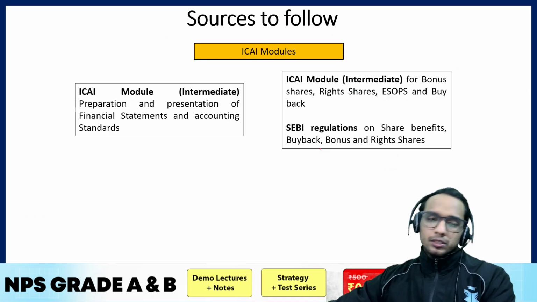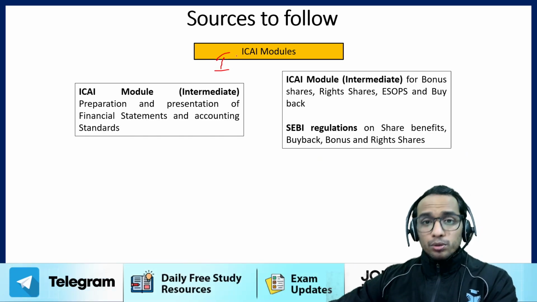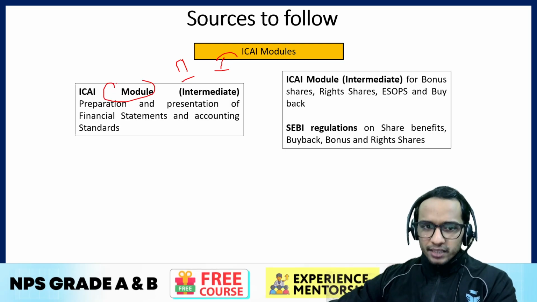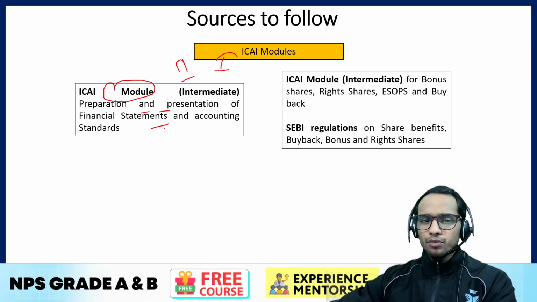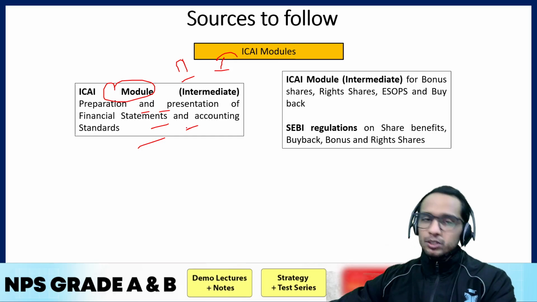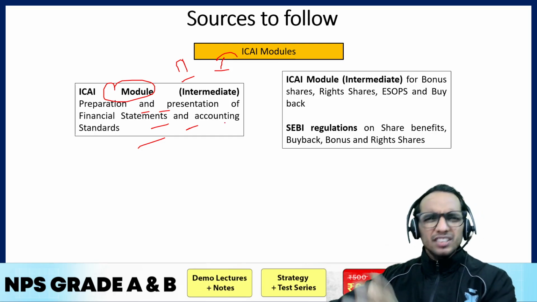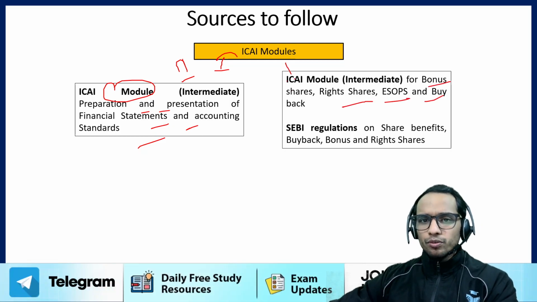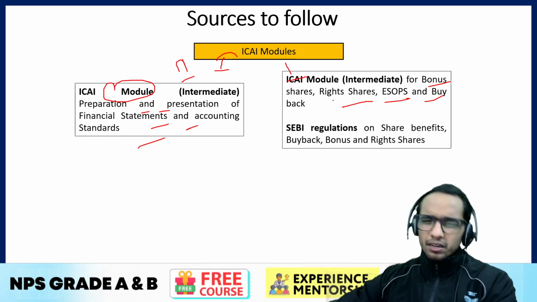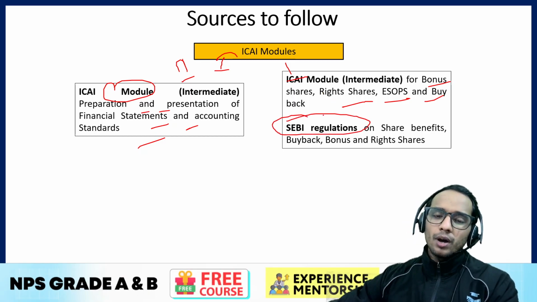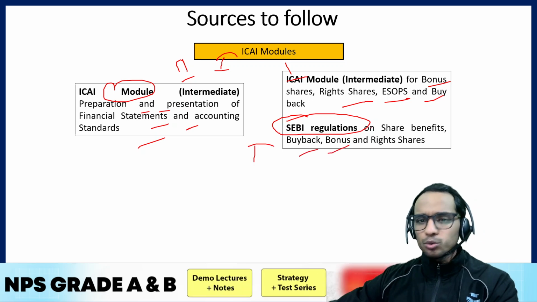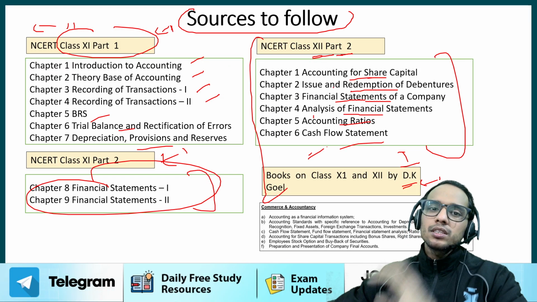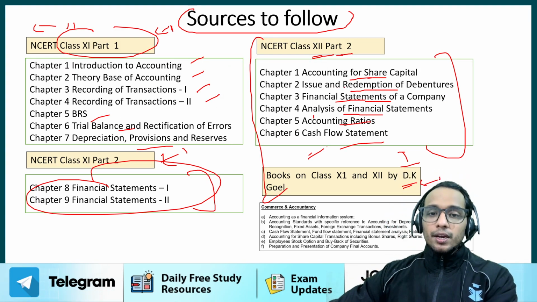Now for the rest of the topics you have to go to the ICAI modules, again freely available. Just type the website, you will find the intermediate modules, ICAI modules for the rest of the chapters like presentation and preparation of financial statement, and for the different accounting standards you will see the different chapters, right? And again for the ESOPs, rights shares, buyback, bonus shares, you will refer to the ICAI modules. And if you want to have a look at the SEBI regulations as well for these topics, you can very well do that from the SEBI website, right?